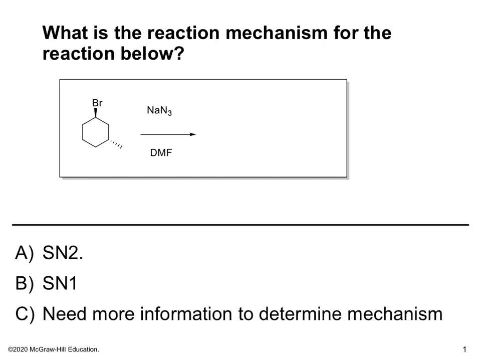Welcome to Chapter 8. We will talk about elimination reactions and alkenes. Alkenes are the products of the elimination reactions. This is a substitution reaction, and it is a review from the previous chapter.